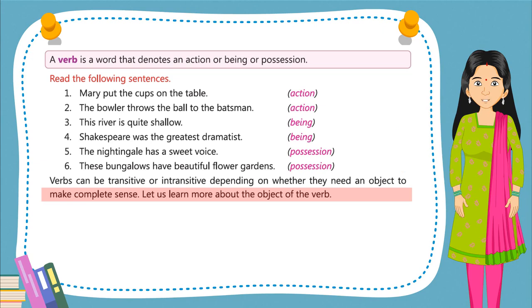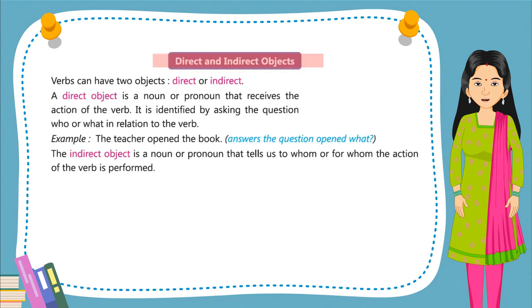Let us learn more about the object of the verb. Direct and indirect objects. Verbs can have two objects, direct or indirect. A direct object is a noun or pronoun that receives the action of the verb. It is identified by asking the question who or what in relation to the verb. Example, the teacher opened the book. Answers the question opened what?